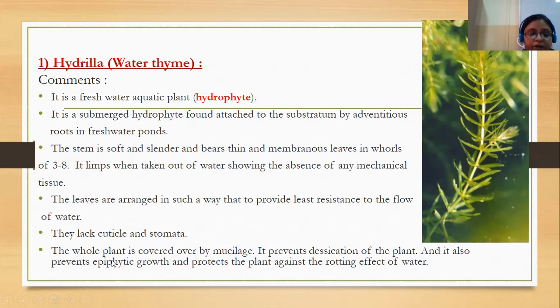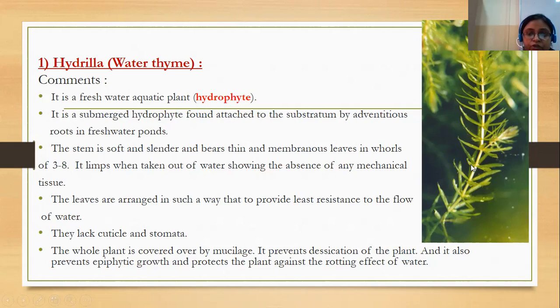And then next is the whole plant body. It is covered by means of a mucilage. Mucilage means it's a kind of protective covering that is very sticky, very slippery, and which helps this plant to prevent the desiccation of this plant.